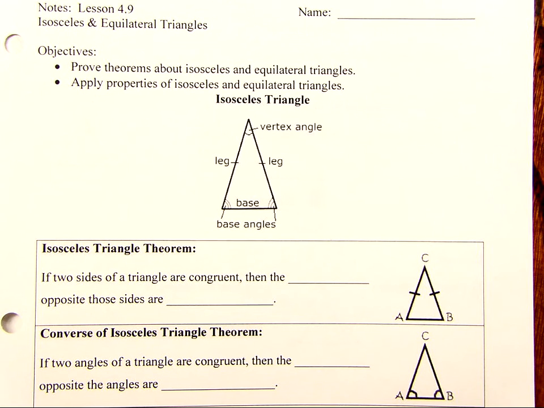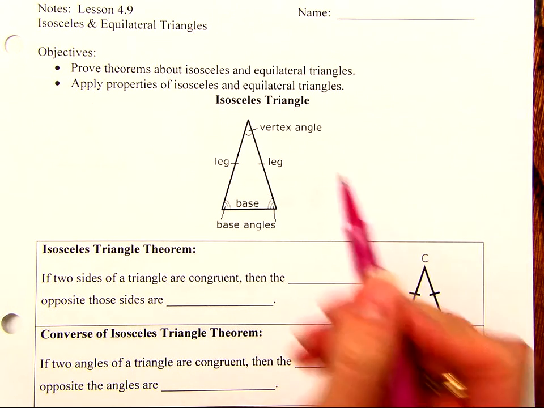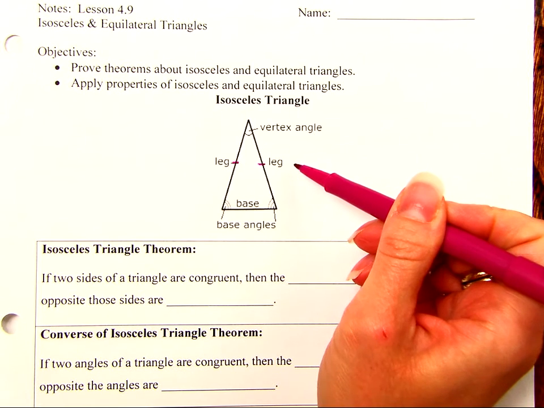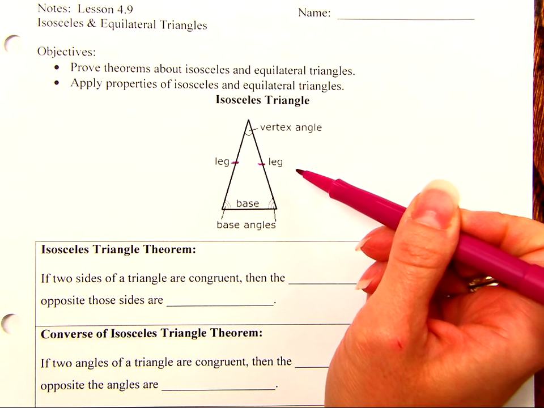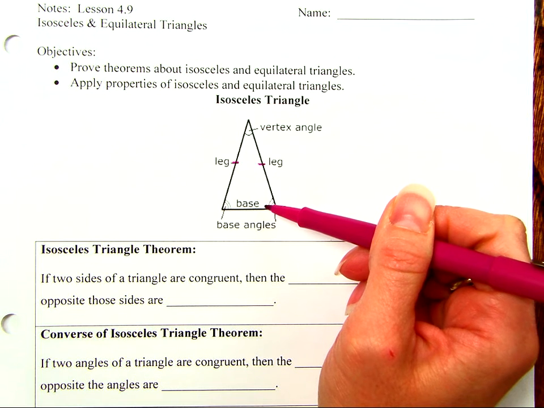We know that an isosceles triangle, by definition, has two congruent sides. Those congruent sides, they are going to call the legs. And the third side, the non-congruent side, they're going to refer to as the base.